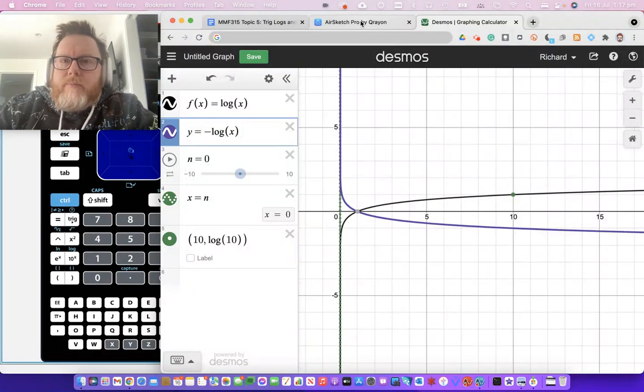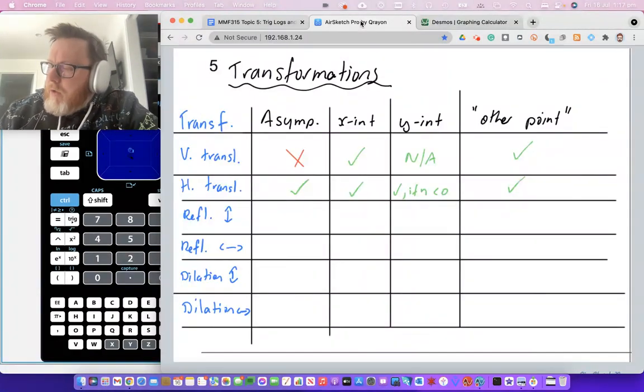So back to our graph, back to our table. The asymptote does not change. The x-intercept does not change. There is no y-intercept.